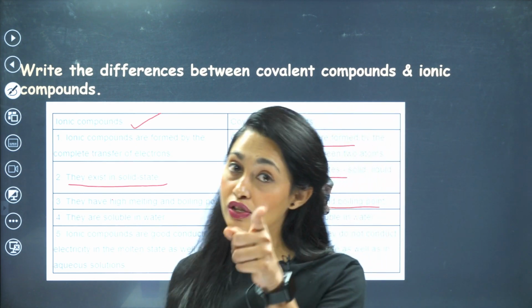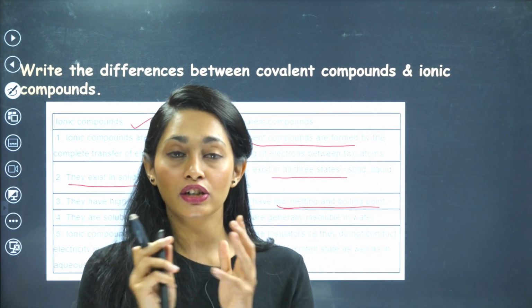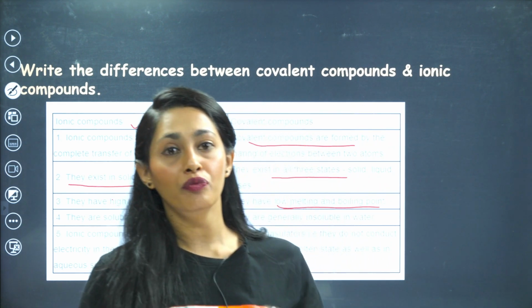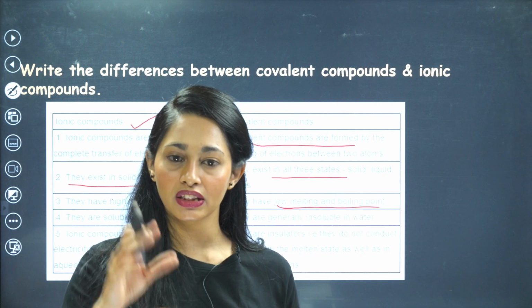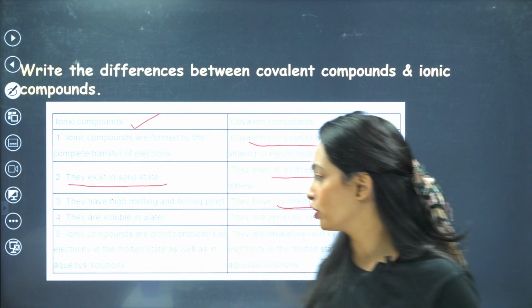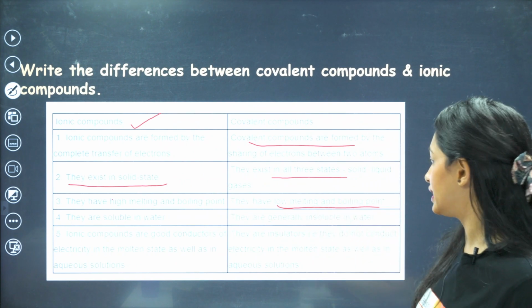What is the reason? This is also a question. Why do covalent compounds have low melting and low boiling points? Because there is a weak intermolecular force of attraction between the molecules. Okay, in case of covalent compounds, that's why they have low melting and boiling points.